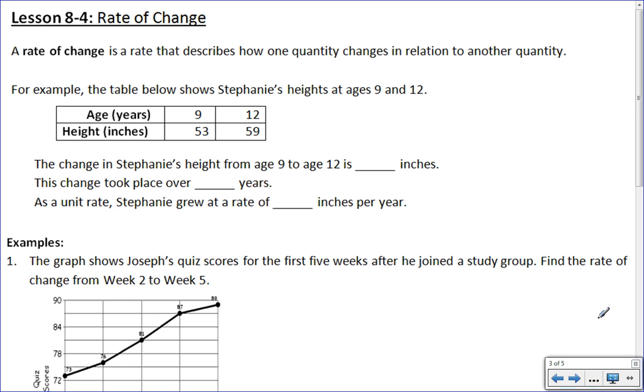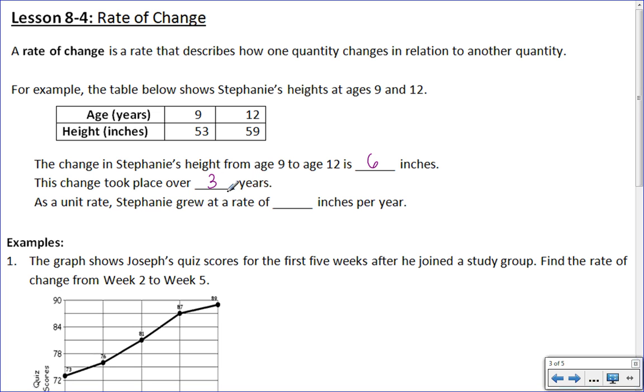The change in Stephanie's height from age 9 to age 12 is, well, her height went from 53 to 59 inches, so the difference between those is 6 inches. 59 minus 53 is 6 inches. This change took place over, well, from age 9 to age 12 is 3 years. 12 minus 9, 3 years.